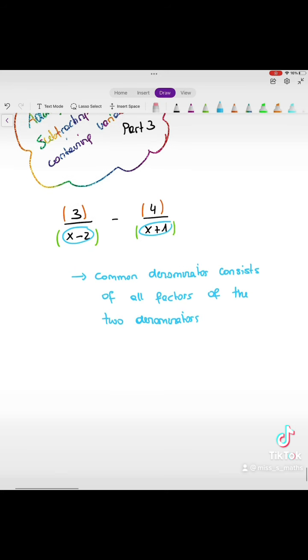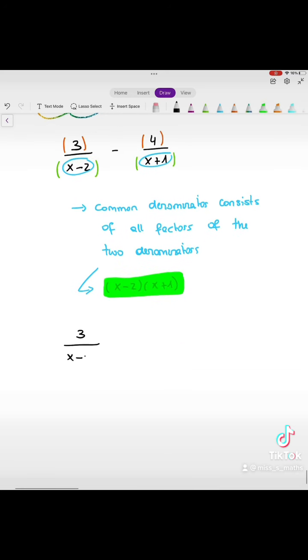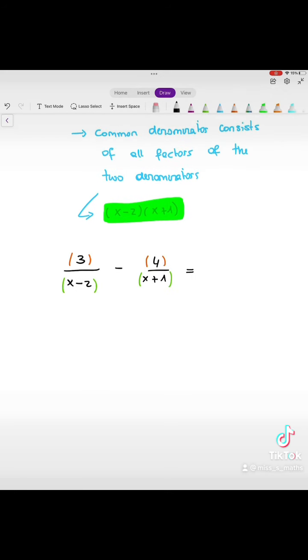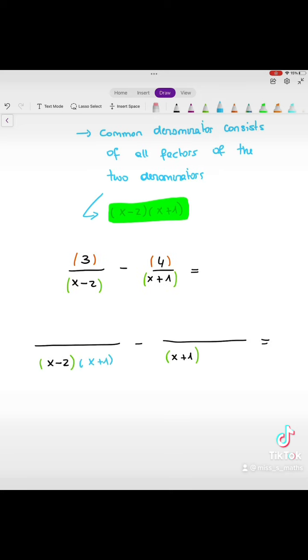So the common denominator of these two now is the product of x minus 2 and x plus 1, because those are the two denominators. Later on we're also going to talk about factorizing quadratics into factors to not have huge denominators. I'll show you all that in due time. So our new denominator is going to be (x minus 2) times (x plus 1).